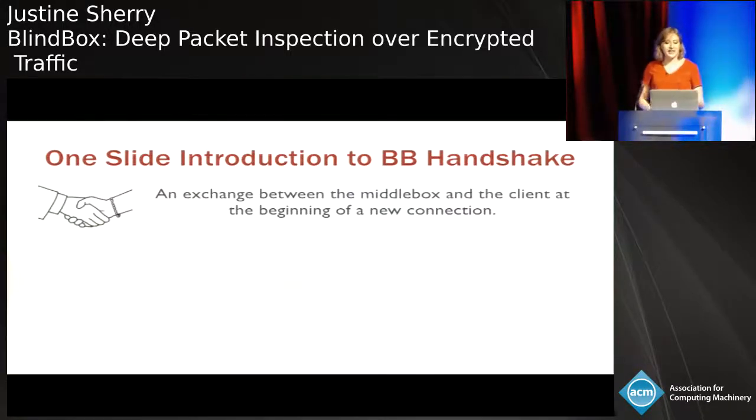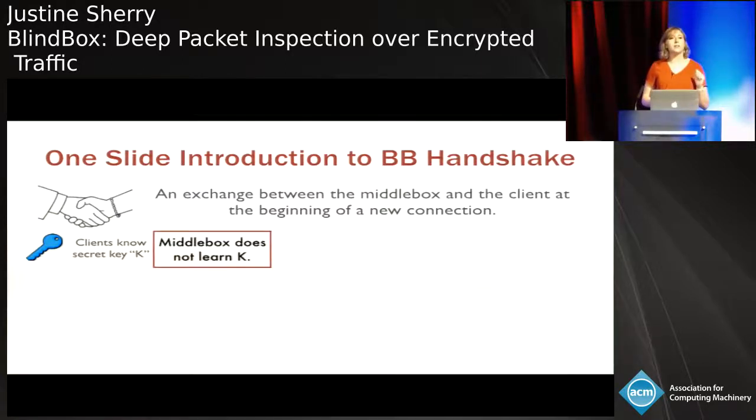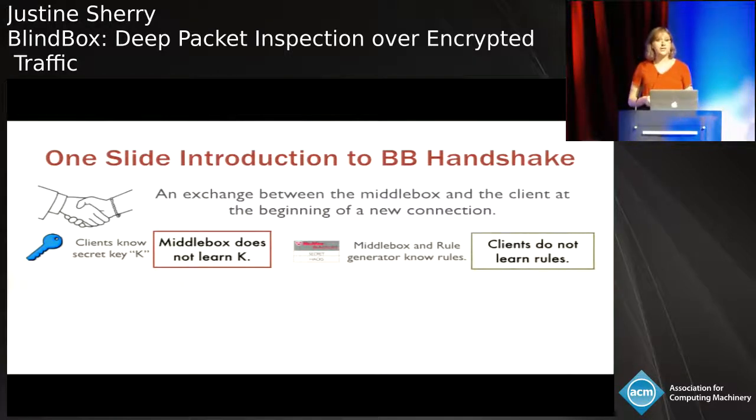The BlindBox handshake is an exchange between the Middlebox and the client at the beginning of a new connection. At the beginning of the connection, the clients know a secret key K. The Middlebox does not know K, and it does not learn K. Also at the beginning of the connection, the Middlebox and the rule generator know their rules. But once again, the client does not know the rules, and it does not learn the rules.